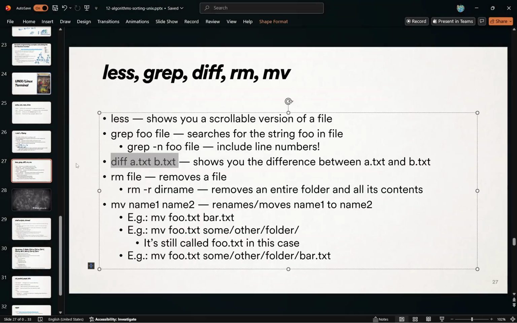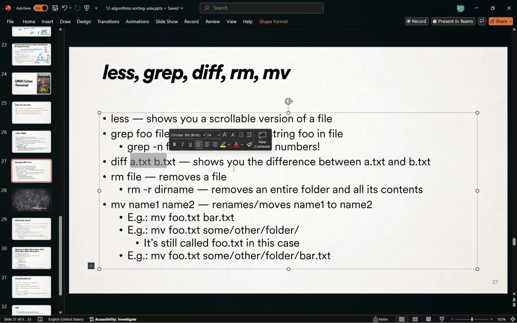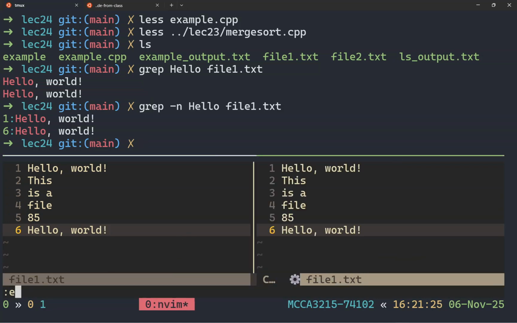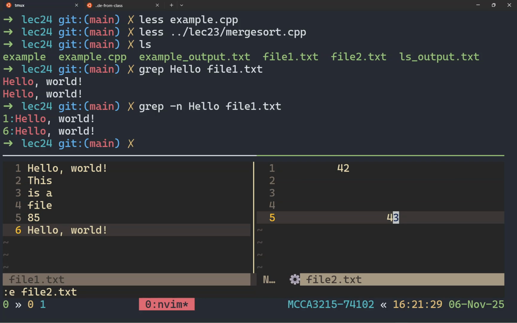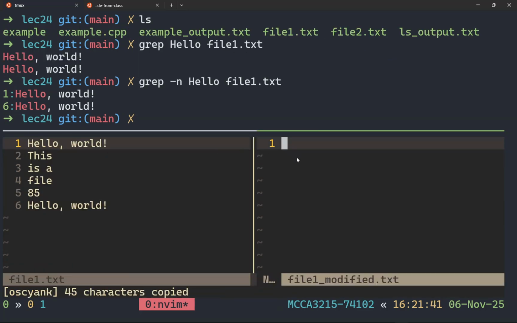Diff is something that we use in the autograder quite a bit. It shows you the difference between two files, and you've gotten used to the syntax just naturally, the output, but I can try and show it to you now. So here's file 1. Let's make a new file called file1_modified.txt. There, and I'll copy and paste all these things, and I'll change it up a bit.